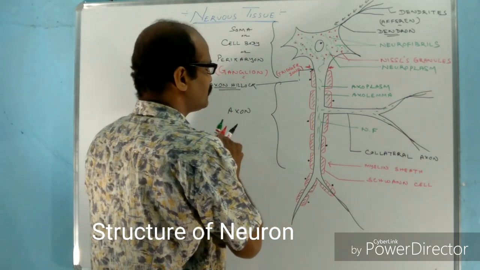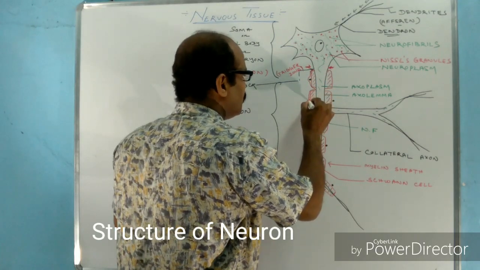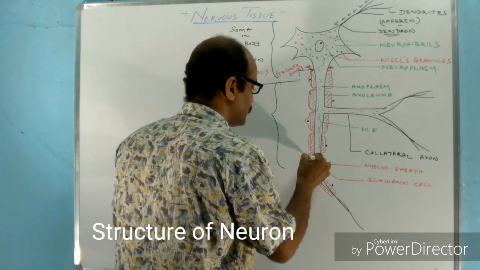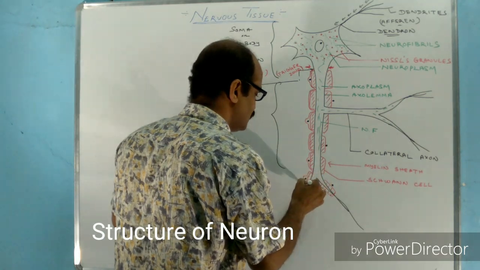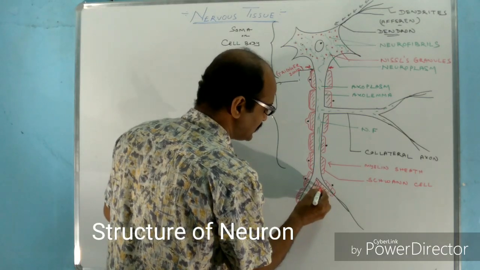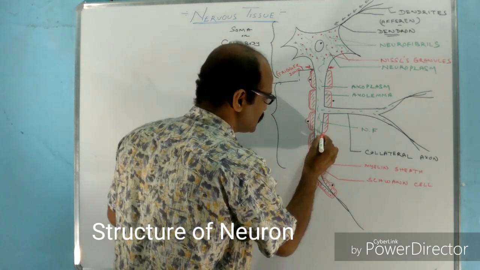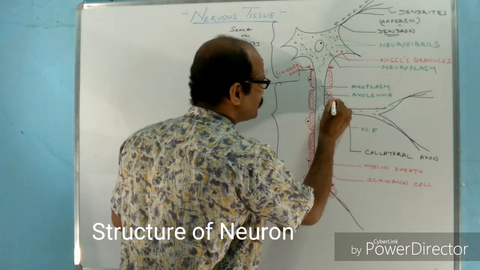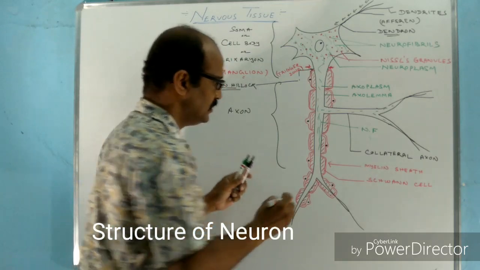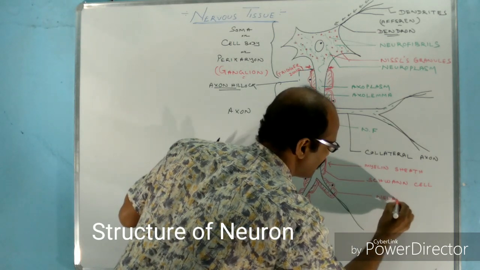And on the surface of such a Schwann cell, there is a covering of a thin layer. This is known as the neurolemma. Actually, this neurolemma is the extension of the sheath of the Schwann cell. The outermost covering of the myelin sheath is the neurolemma.